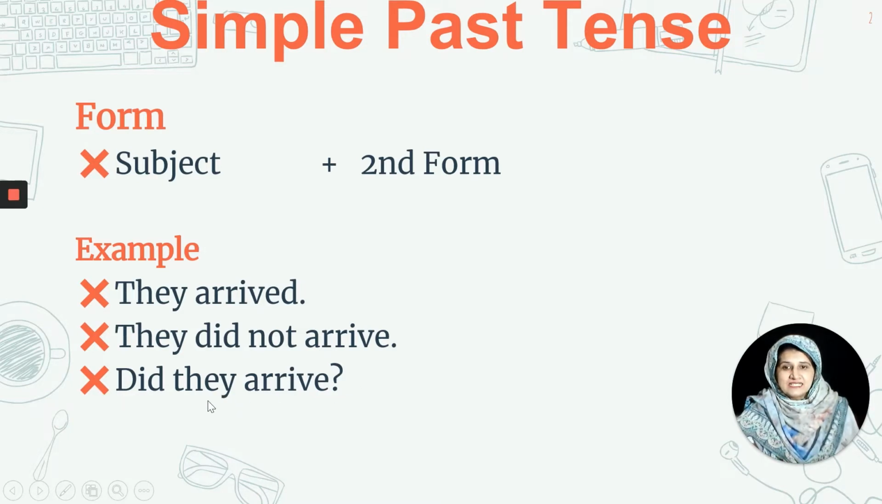Did they arrive? Right, now this is the question statement, where did is at the start, then the subject, then the main verb, the simple first form of the verb, then the question mark. We'll see more detail about the structure of simple past tense later.